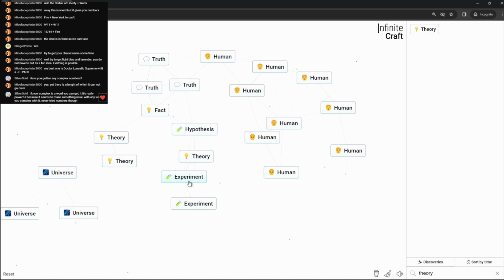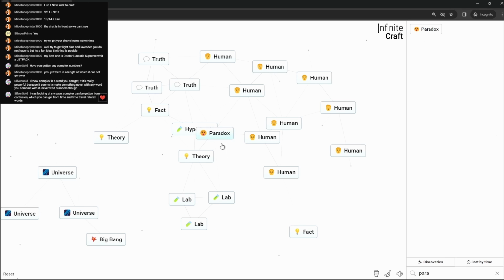Can I duplicate by, like, middle-clicking? No, it went away! Come back! Okay, so I can duplicate what's already on here. Paradox.